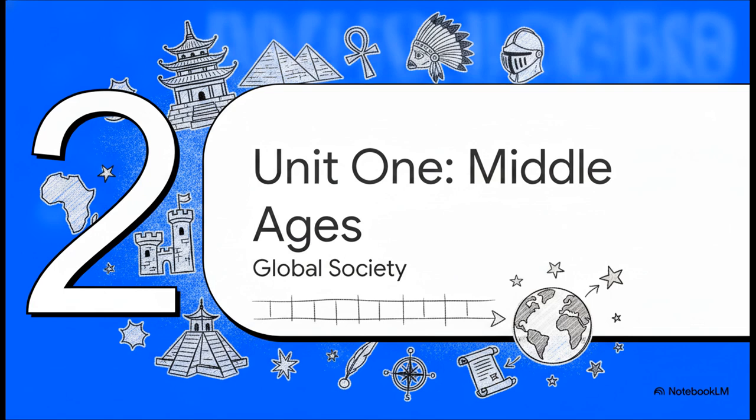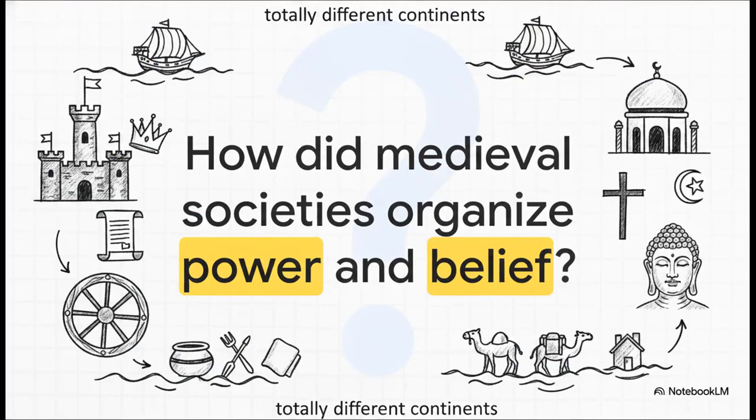Section 2. Unit 1. The Middle Ages. The entire first 13 weeks are anchored by one massive, overarching question. How did medieval societies organize power, belief, trade, and daily life? Instead of isolating these cultures, students use this question to compare things like religion and commerce across totally different continents during the exact same era.